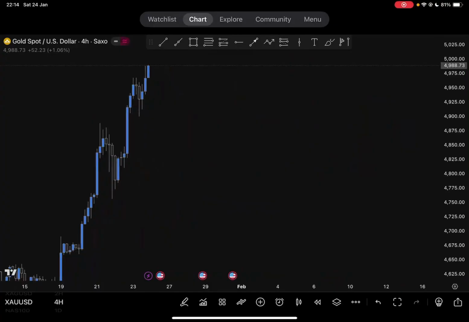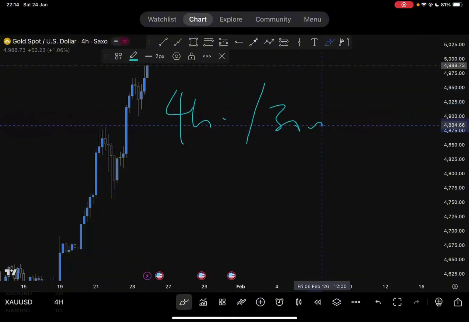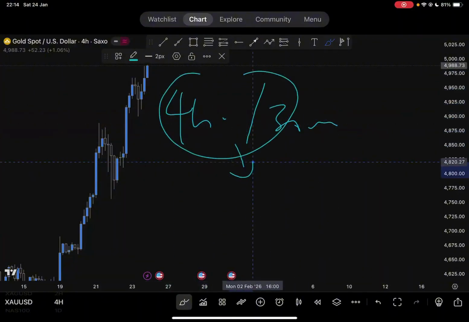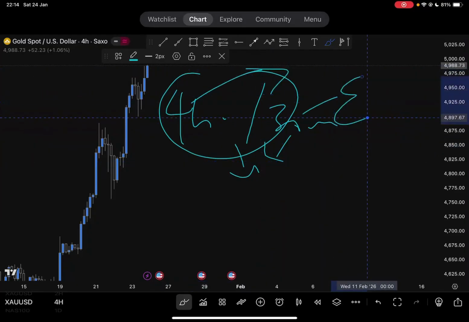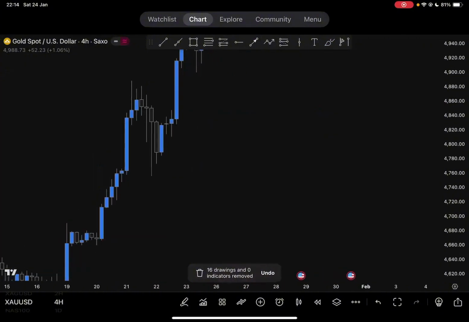I use the 4 hours time frame, and also the 30 minutes time frame. But most times I go to 15 minutes if there's something I didn't see on the 30 minutes. Basically, my bias is at the 4 hours, and my entry is at the 30 minutes. So having said that, how do I pick my entry?